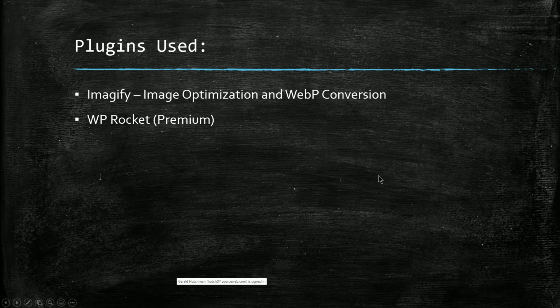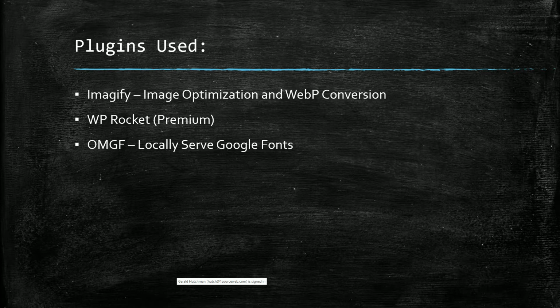Another plugin I'll be using is called OMGF, and what it does is help you locally serve Google Fonts. This makes a really big difference in page speed. Typically, if you've got Google Fonts on your site, which we all do, when your page loads, it runs out to Google, gets the fonts, and comes back. It takes up time and it slows down your site. So if you can serve those locally, and there are ways to do that manually, you can set that up.